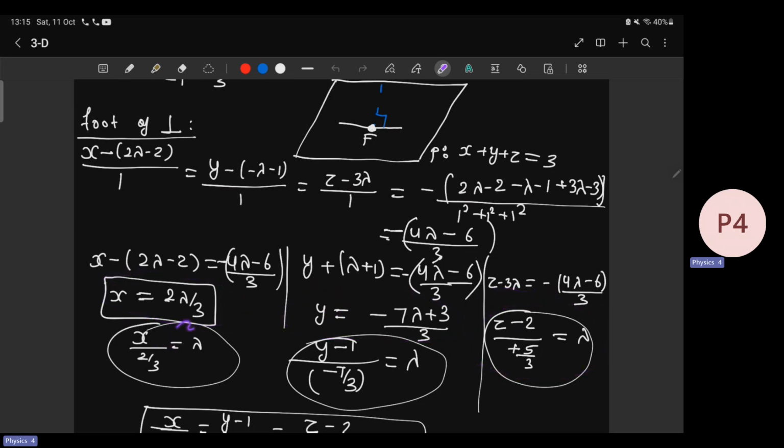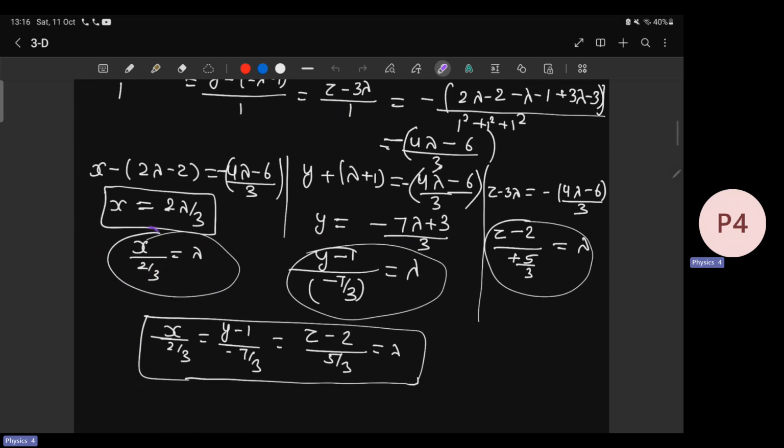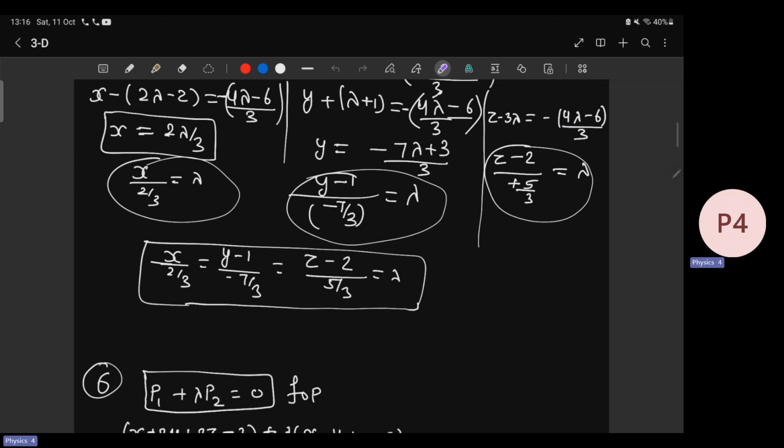If we solve this, it can be rewritten as x upon 2 by 3, (y minus 1) upon minus 7 by 3 equals (z minus 2) upon 5 by 3 equals common lambda. All right, so we got the equation of the required line.